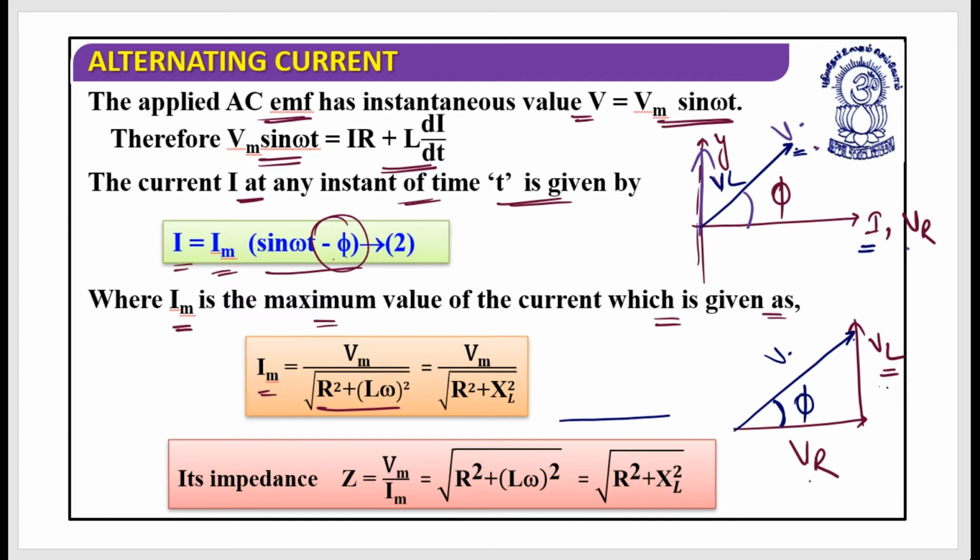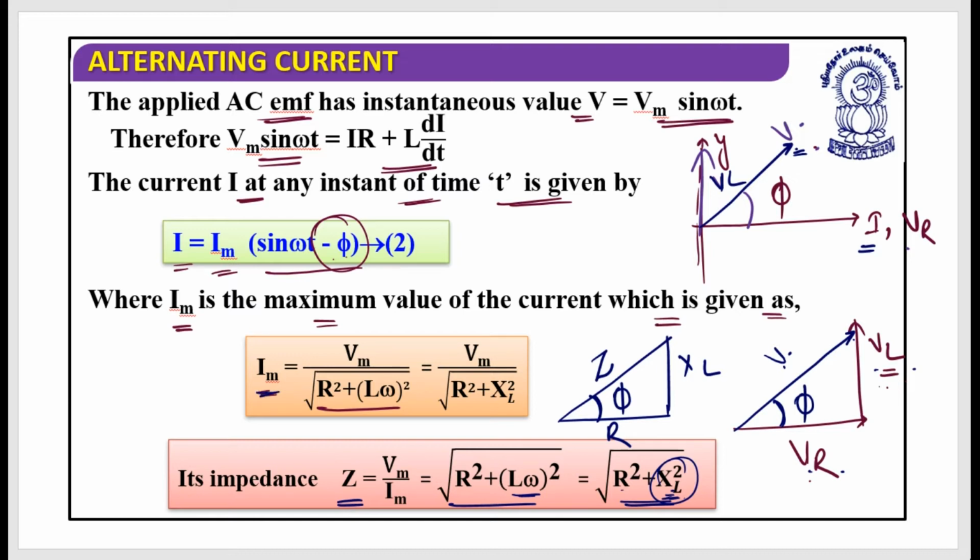From this, even an impedance triangle could be formed. That impedance triangle could be written as: VR equals I into R, V equals I into Z, VL equals I into XL, and this is the angle φ, which is the phase difference. φ is the phase difference between voltage and current. So from this I could have Z equals root of R squared plus XL squared, and this XL could be written as ω into L. I hope this is clear.